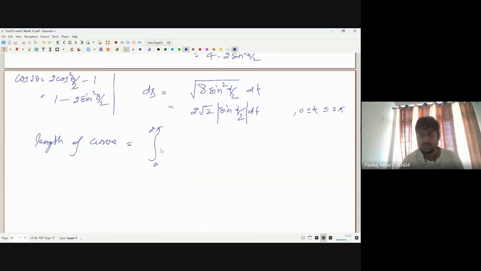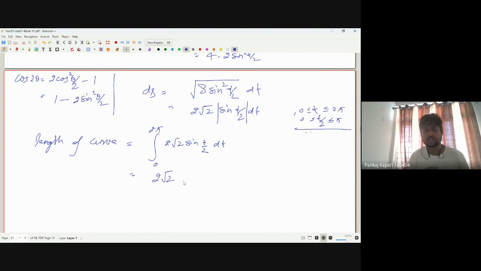Same thing is here also, so |sin t by 2|. Since t lies between 0 and 2 pi, t by 2 lies between 0 and pi, and in this interval sine is always positive, right? So you can open the modulus: 2 root 2 times the integral of sin t by 2 dt. 2 root 2 comes outside, and the integral of sin t by 2 is minus cos t by 2, and you have to divide by half, that means multiply by 2, twice, and take limits from 0 to 2 pi.